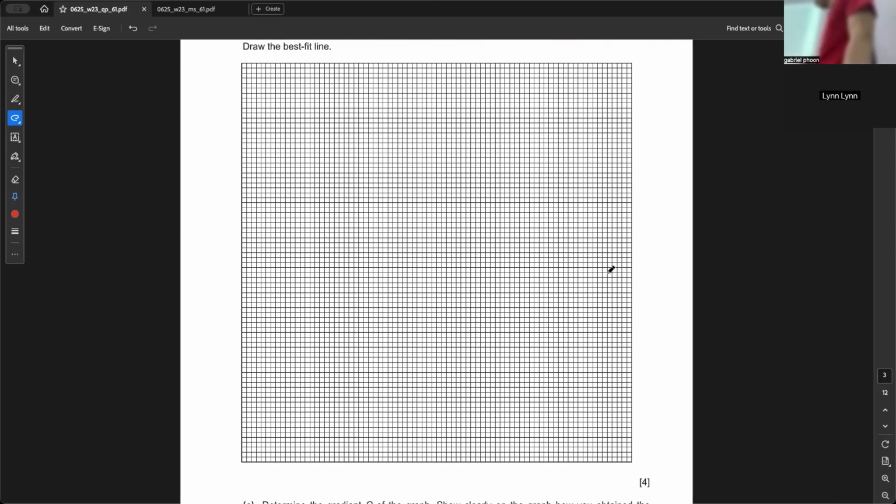Make sure you have the proper scales. The x-axis and y-axis correct. The first mark is your x-axis correct, y-axis correct. The second mark is your scale correct. The third mark is your points correct. And the fourth mark is to make sure you have a best fit line. You all know what the best fit line is?